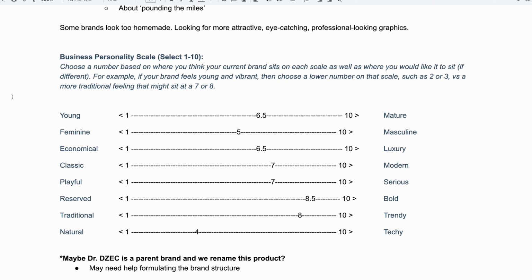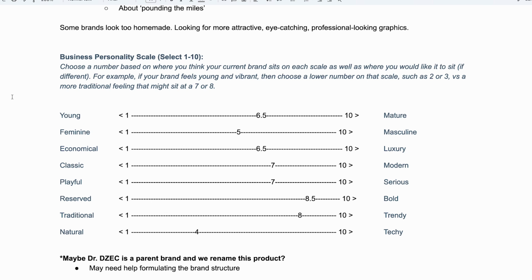The key part of this is the business personality scale. In this scale, we'll ask them to give us a number on a scale of 1 to 10, where 1 is one side of a particular scale. In this case, let's look at the first one. If 1 is young and 10 is mature, where do you think your brand should sit? This one had given us a number of 6.5. And then we continue to do that throughout the rest of these questions.